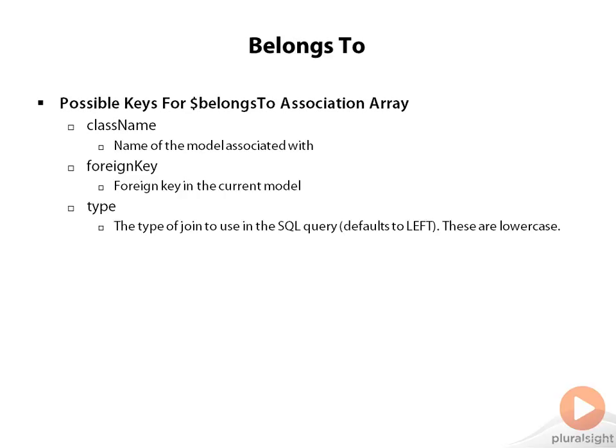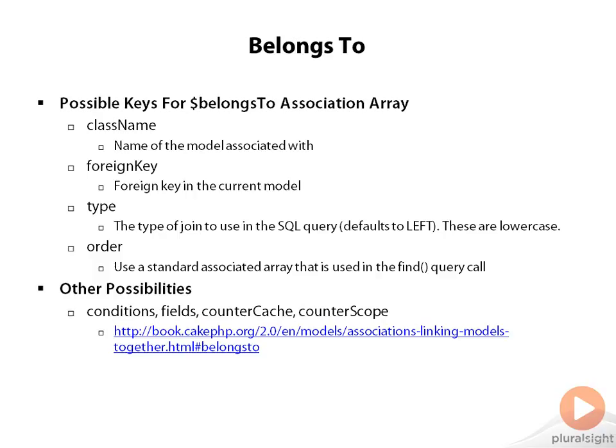The next possible key is type. The type indicates what kind of join the SQL query will use. This defaults to left join. If you were to indicate a different type of join, you will set the type equal to that particular join, but it must be in lowercase. Another key is order. The value that order is set to is the standard associative array that is used in the find query call. We used the order key in the find query call earlier in this course. Some other possibilities for keys are conditions, fields, counter cache, and counter scope. You can find more information about these particular keys at the following link.